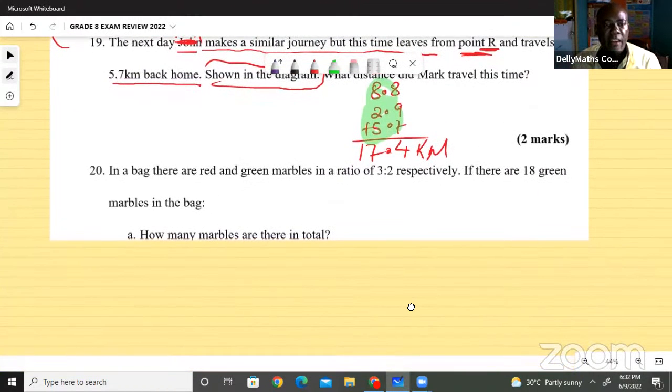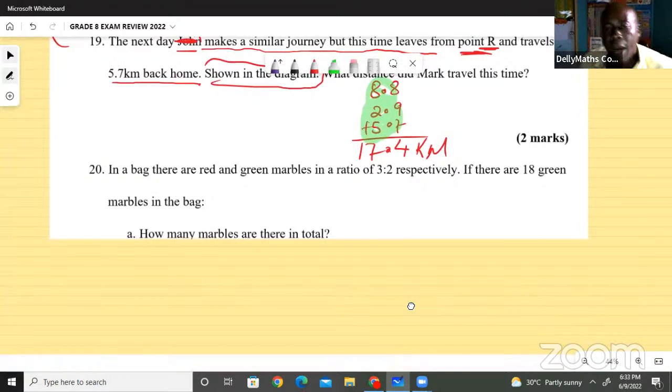In a bag, there are red and green marbles in the ratio 3:2, respectively. When the word respectively is used, you're going to link the information to the new information in the same order. So we're talking about red and green. The red came first. That means that is for red and that is for green.